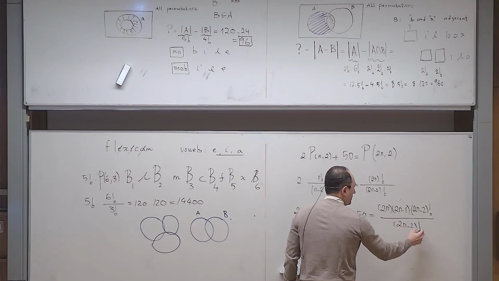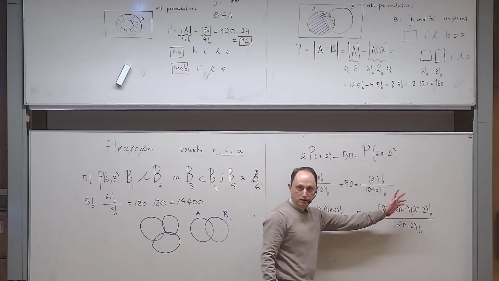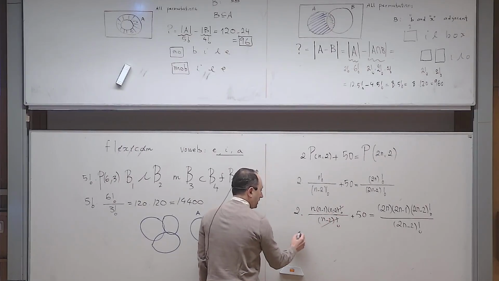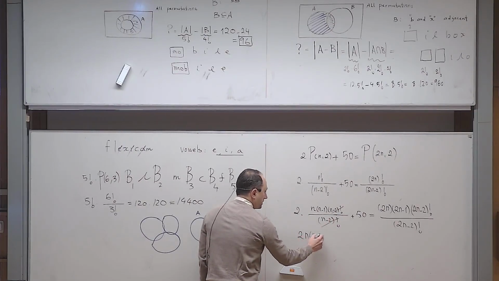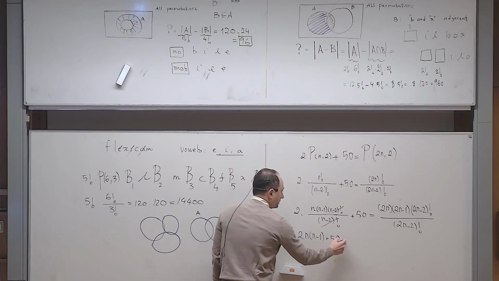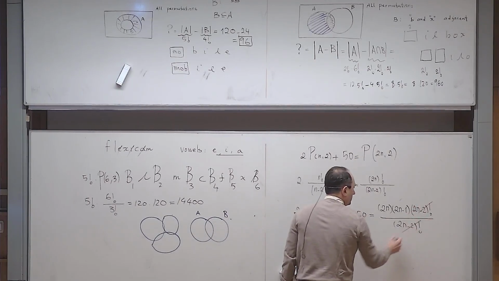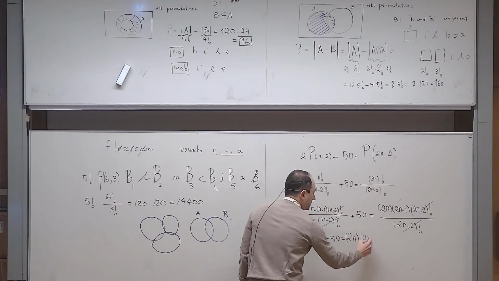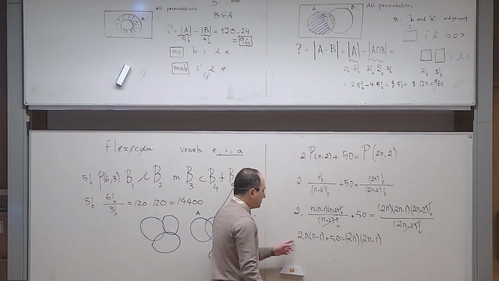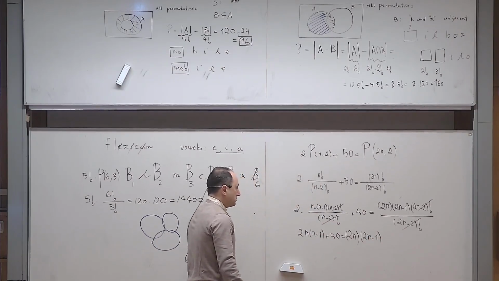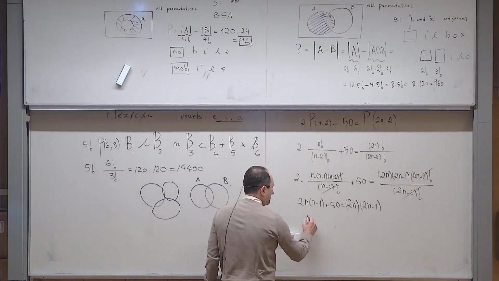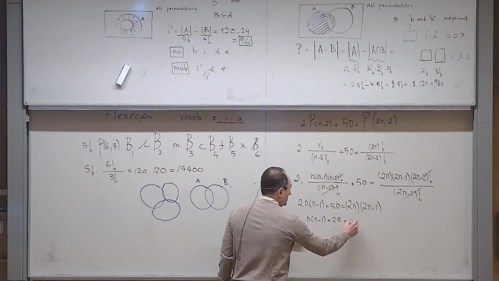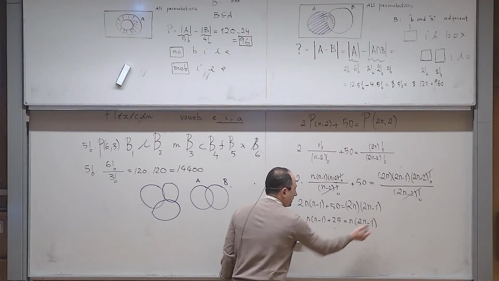I think it should be obvious why I stop there, because I don't need to go further. This one and that one are cancelled. I get 2 times n minus 1 plus 50. On the right hand side, this one and that one will be cancelled, so it becomes 2n times 2n minus 1. For simplicity, because everything is divisible by 2, I divide everything by 2, so it becomes n minus 1 plus 25 equals n times 2n minus 1.